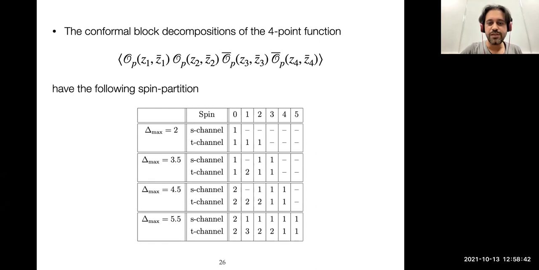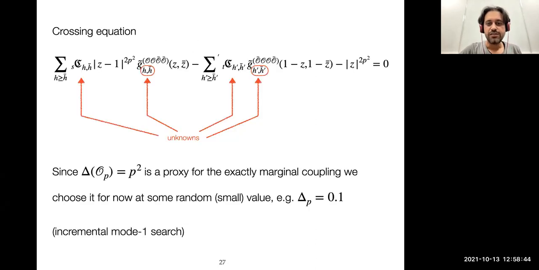Anyway, we give the spin partitions and we try to solve these crossing equations. This is used as a proxy. For a specific value, we took delta p equals 0.1.